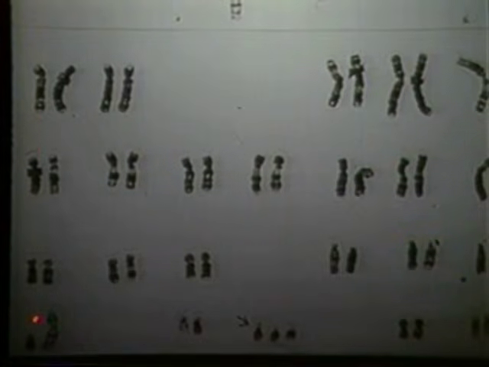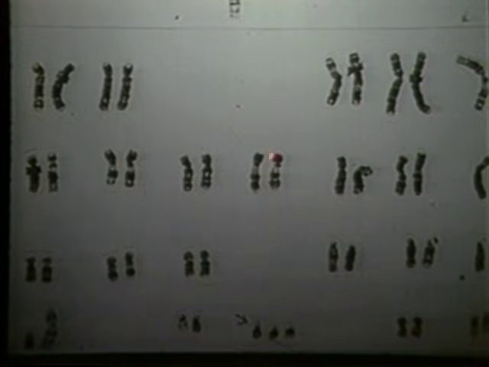Okay. All right. You can see that this individual is a male because he has both an X and a Y chromosome. And unfortunately, if we go over here, you can see that this individual is not well. This is 3 copies of chromosome 21. This individual has Down syndrome.